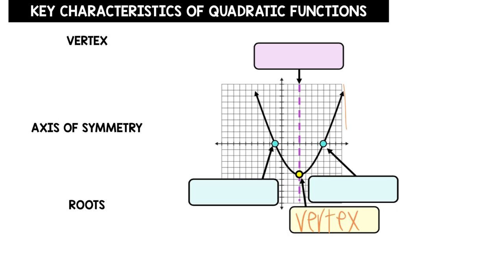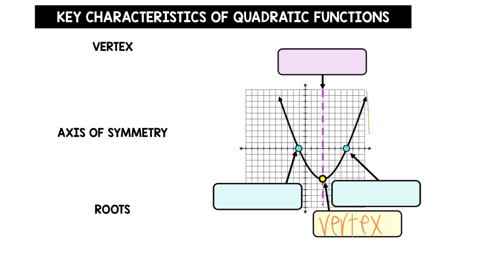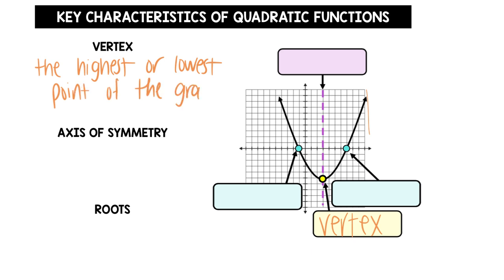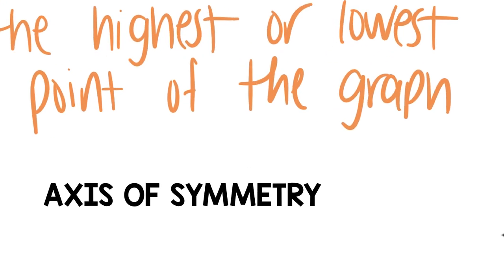And then over here, we're just going to write a little definition. So the vertex is the highest or lowest point of the graph. I'm also going to draw a couple pictures right here, just really small if you can fit them, because the vertex can also be called something else sometimes. So I'm going to draw a parabola and then an upside down parabola and I'm going to label the vertex on each of these.